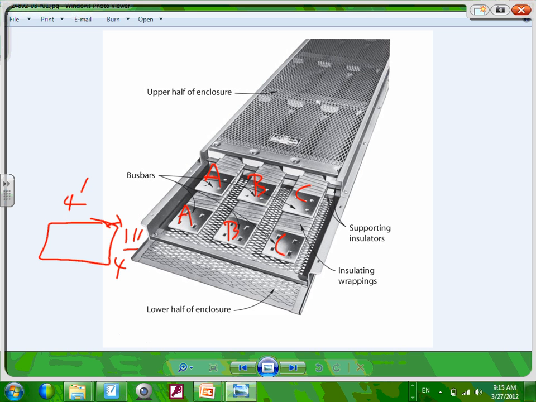And at the end, they will be tied because they're parallel. At the end, the A's will be tied together, the B's will be tied together, and the C's will be tied together. You can have multiple bus bars inside this busway. You have your support insulation. You have to insulate them, otherwise it will short. Insulating grabbings, and of course the housing, the upper enclosure to house it, and the lower enclosure.